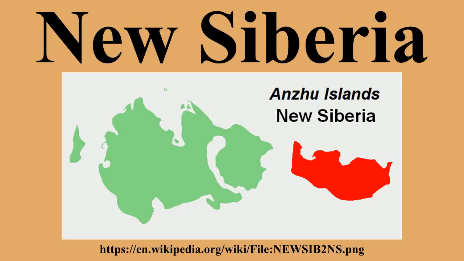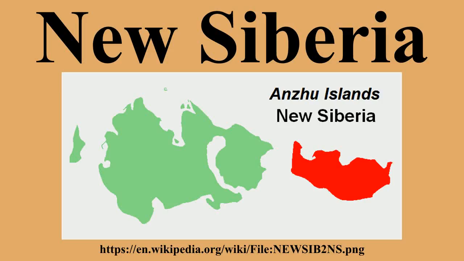New Siberia is the easternmost of the Anzhu Islands, the northern subgroup of the New Siberian Islands lying between the Laptev Sea and East Siberian Sea. Its area of approximately 6,200 square kilometers places it just outside the 100 largest islands in the world.